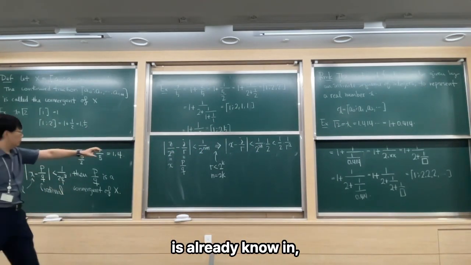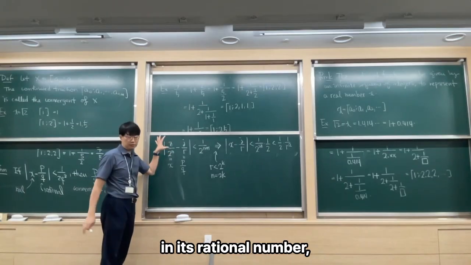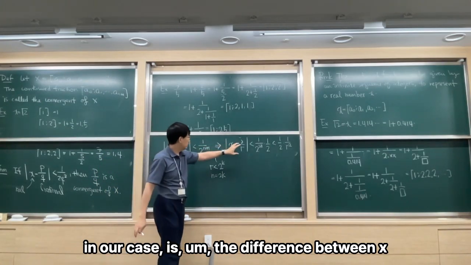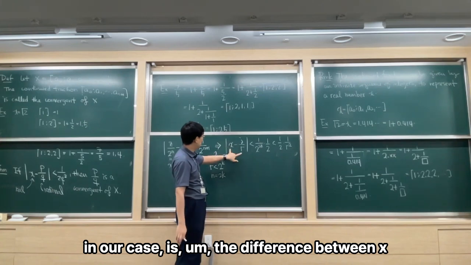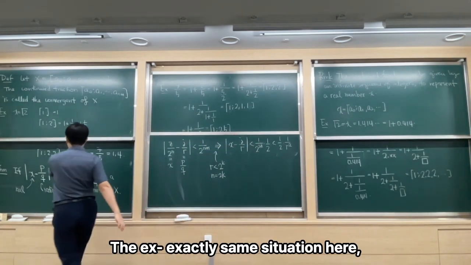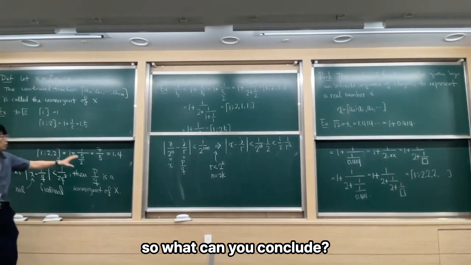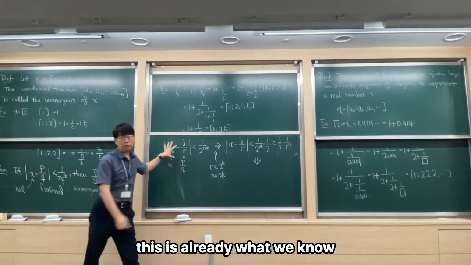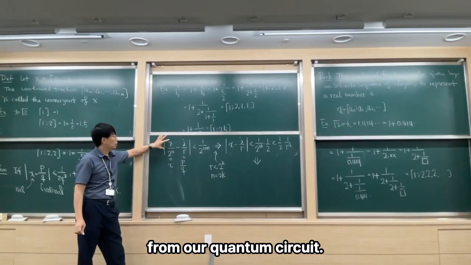X, which is already known as a rational number, in our case is such that the difference between x and this number is less than that. It's exactly the same situation here. So what can you conclude? This is already what we know from our quantum circuit.